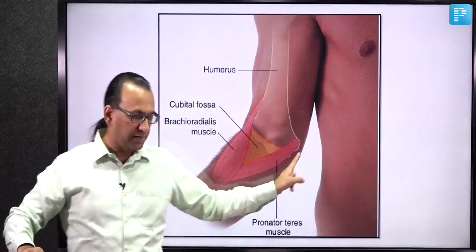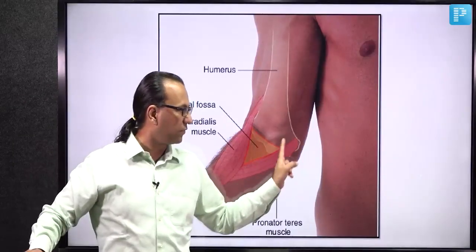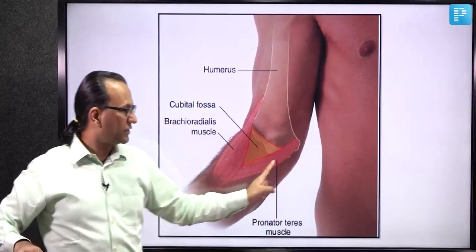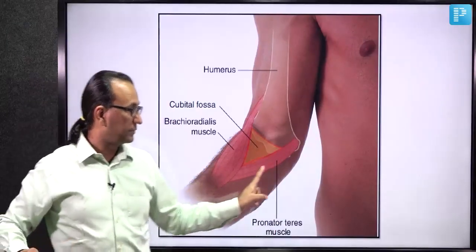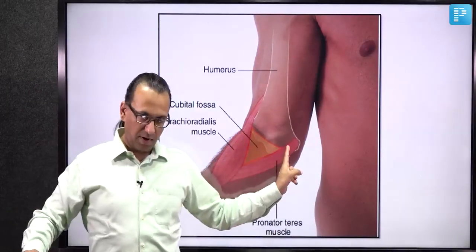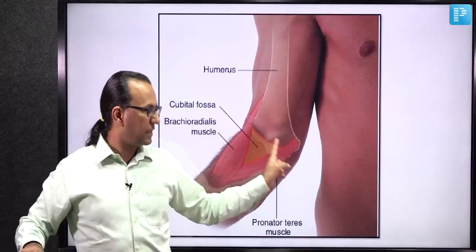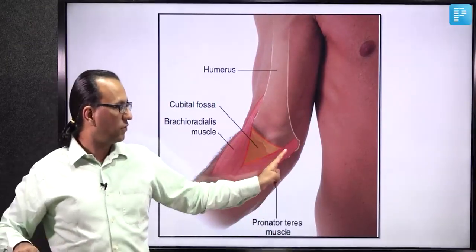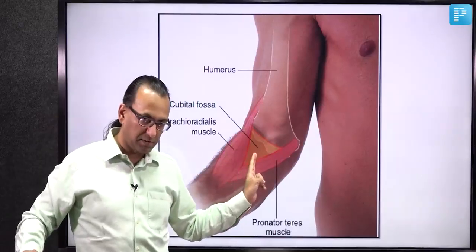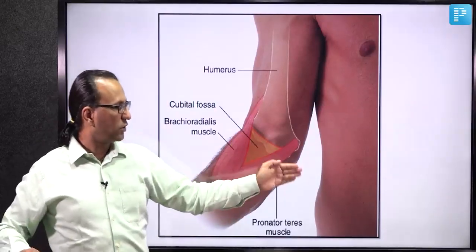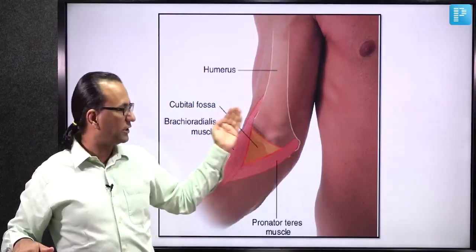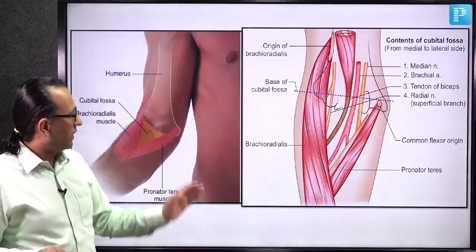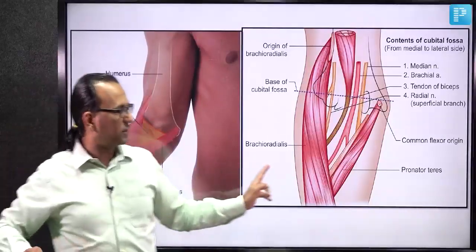Medially is pronator teres muscle, which is taking origin from the common flexor region, which is the anterior aspect of the medial epicondyle, and then inserted on the radius bone laterally. Now, the base of the triangular space, cubital fossa, is the imaginary line connecting the two epicondyles. As it comes to the floor, there will be some muscles like supinator muscle, and when it comes to the roof, there will be skin along with the bicipital aponeurosis, which is the insertion of the biceps muscle.